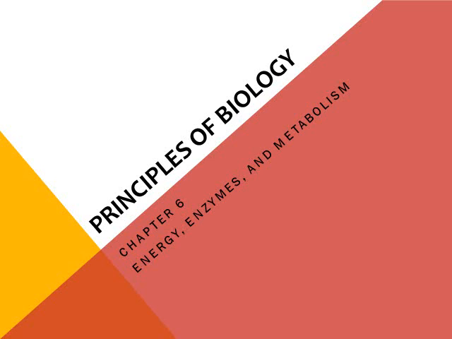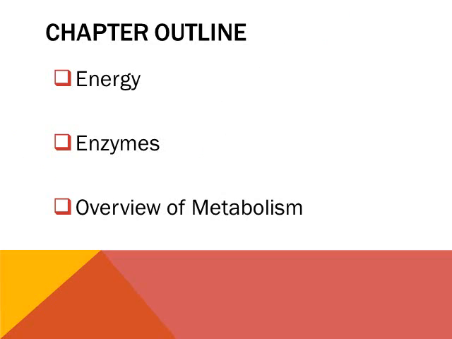And all of this information is going to lead into Chapter 7 and 8. And in those 2 chapters, we're going to be looking at cellular respiration and photosynthesis. So this is kind of the basic building blocks to really understand the next 2 chapters. So like I mentioned, we're going to be looking at 3 different sections: energy, enzymes, and then a metabolism overview. This short lecture, we're just going to be looking at the energy part.